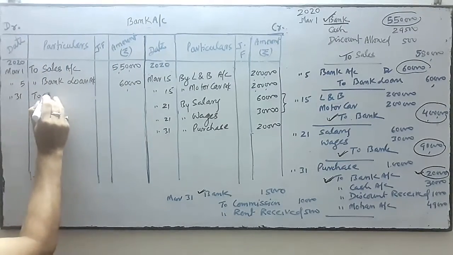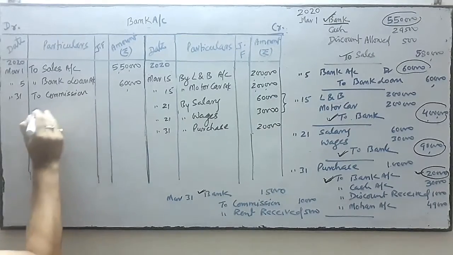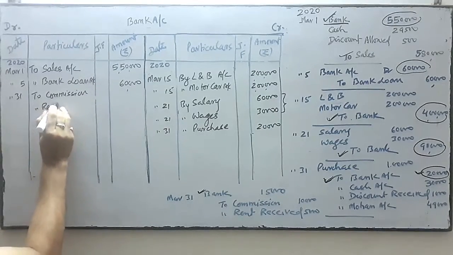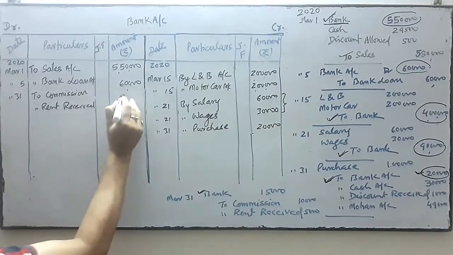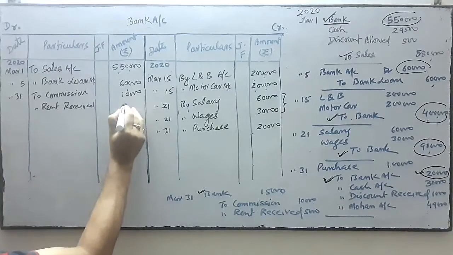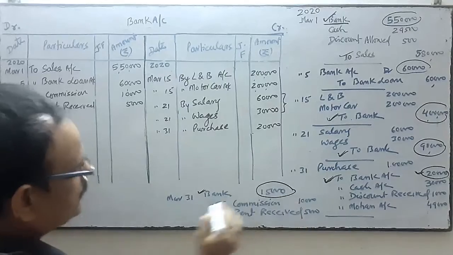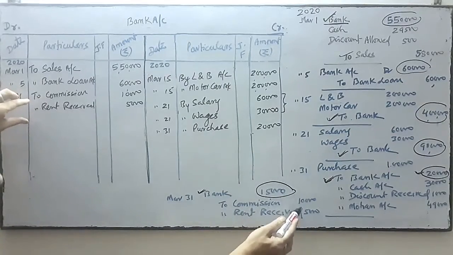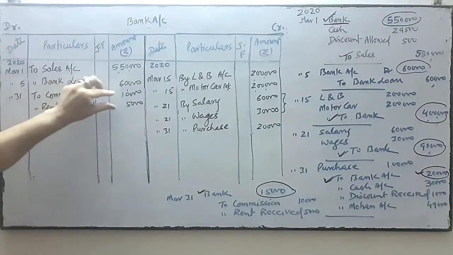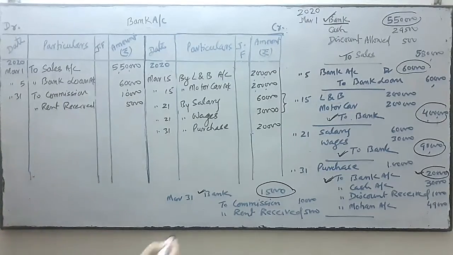Start with to. Commission. Opposite of bank is the two accounts, commission and rent received. Yes, rent received. Commission is 10,000 and rent received is 5. Total 15. So I have posted 15,000 in the debit side. Commission 10 and rent 5. So both accounts I have written in the debit side.